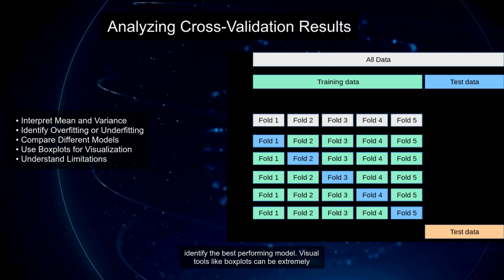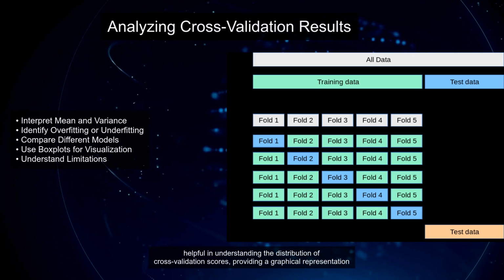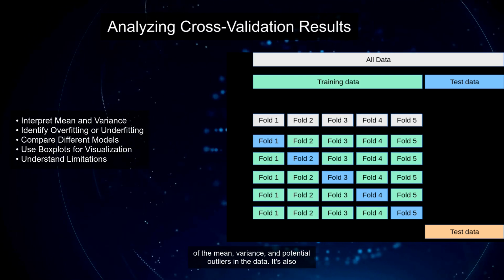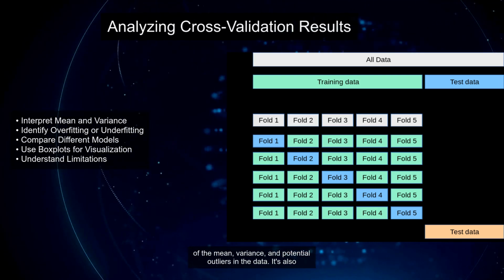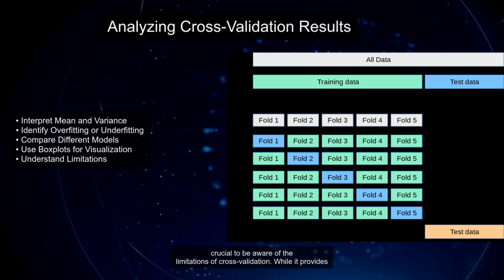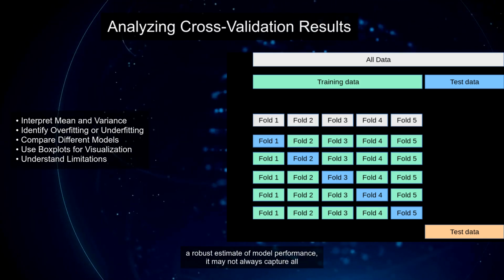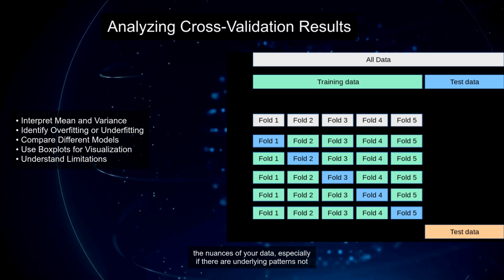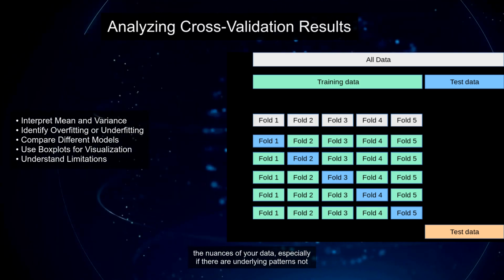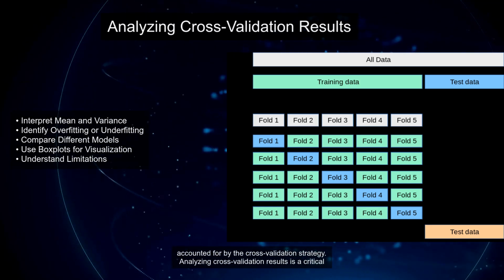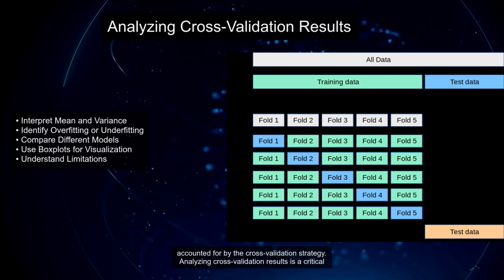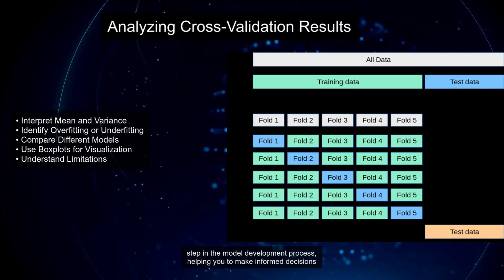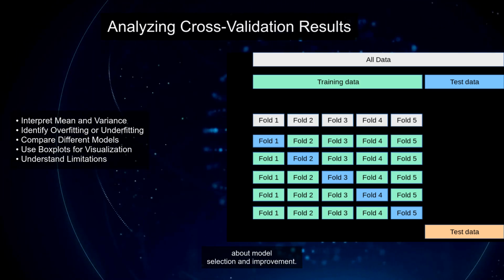Visual tools like box plots can be extremely helpful in understanding the distribution of cross-validation scores, providing a graphical representation of the mean, variance, and potential outliers in the data. It's also crucial to be aware of the limitations of cross-validation. While it provides a robust estimate of model performance, it may not always capture all the nuances of your data, especially if there are underlying patterns not accounted for by the cross-validation strategy. Analyzing cross-validation results is a critical step in the model development process, helping you to make informed decisions about model selection and improvement.